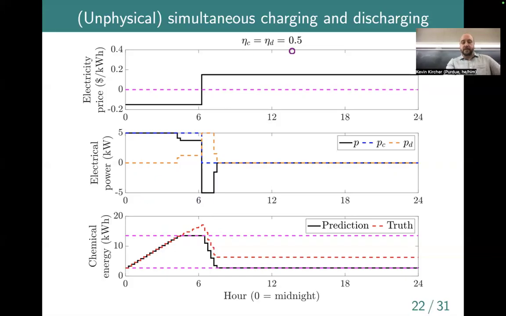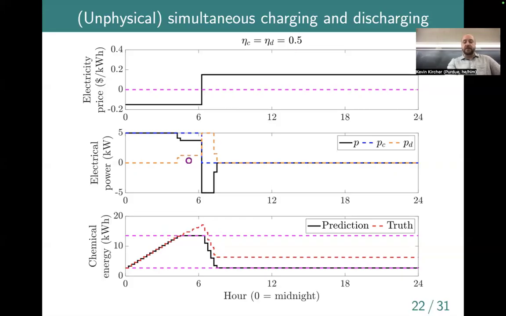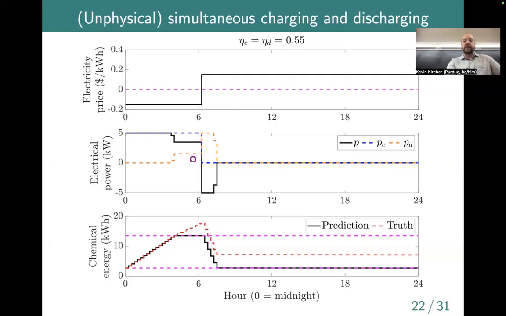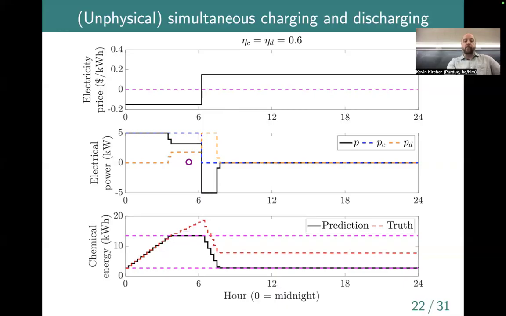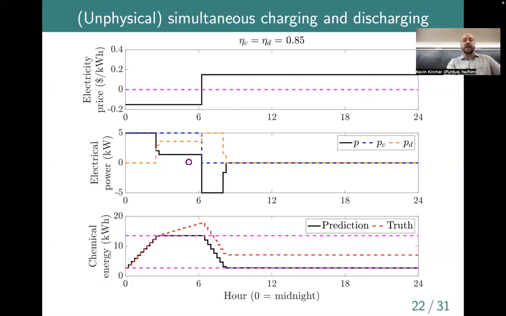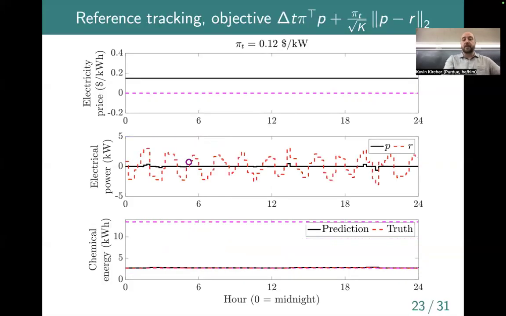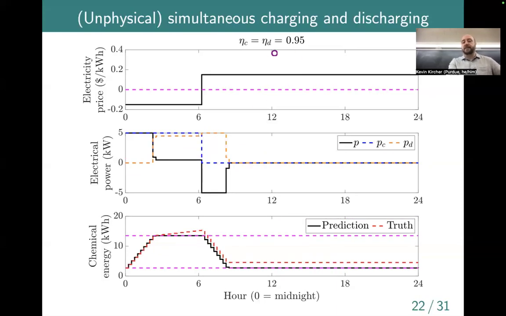And then, let's increase the efficiency here. So we went from 50% to 55%. And our simultaneous charging and discharging actually begins to happen earlier, and it happens at a higher level. And as we raise the efficiency, 65, 70, 75, 80, we basically do more and more of this simultaneous charging and discharging. And if we get up here to 95%, a realistic percent of efficiency, actually we'd be doing this simultaneous discharging and charging for hours and hours on end.